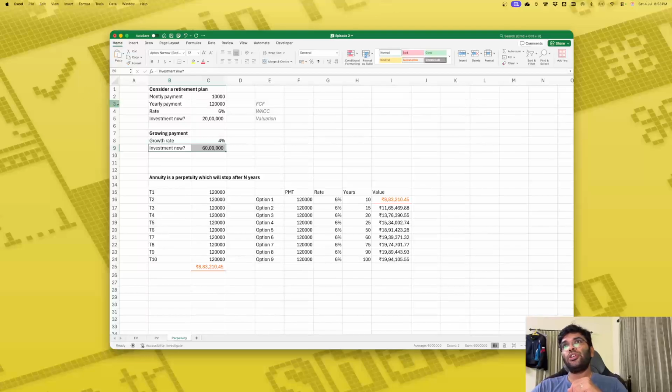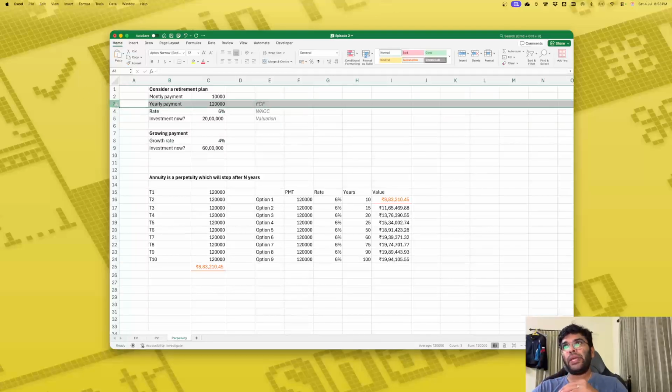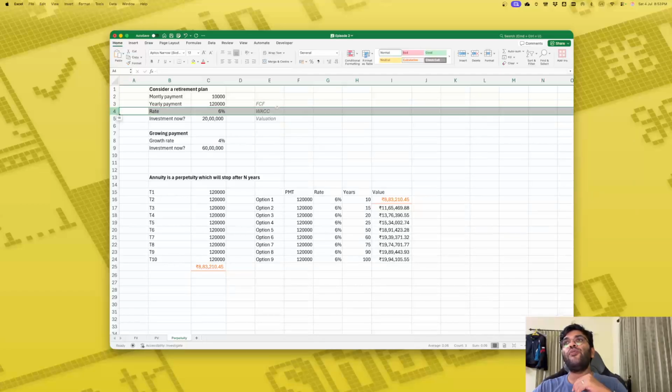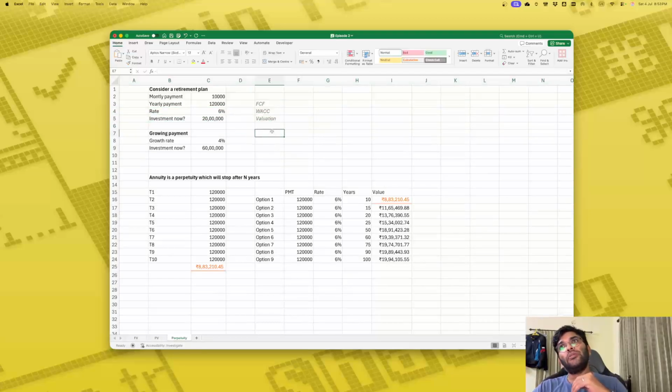Here in our example, we talked about a pension. Now, when you're doing valuation of the company, the equivalent term would be FCF, free cash flow. Instead of you receiving a pension, the company will generate funds which can be used for multiple, different purposes. Instead of rate, we use a concept called WACC, weighted average cost of capital. And here we were calculating how much I should invest now. In a corporate valuation situation, that final number will be called the valuation of the company. We'll talk about the details later.